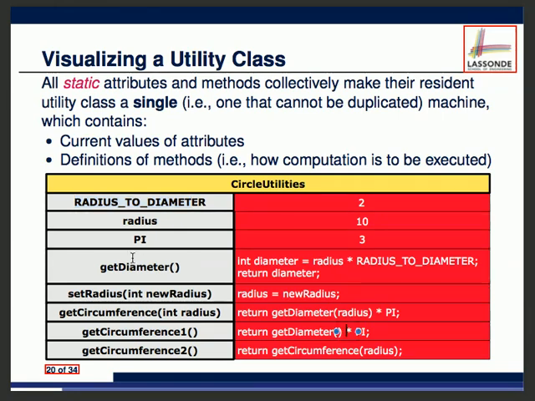Because radius to diameter was declared as final, and pi was declared as final, you cannot change 2 to anything else. You can also not change 3 to anything else. The only place you can change is the radius, because that was not declared as final. That's the thing you have to keep in mind when you try to trace the program. Having this in mind, I'm just going to trace this very quickly with you.